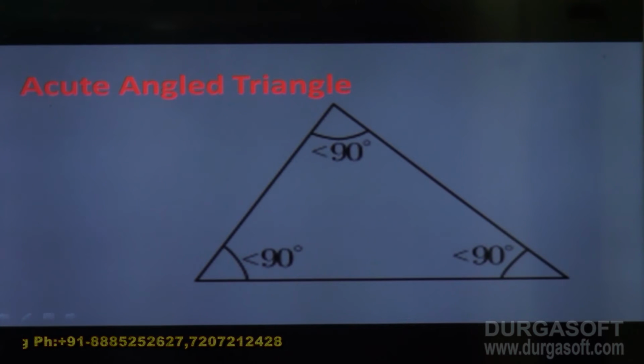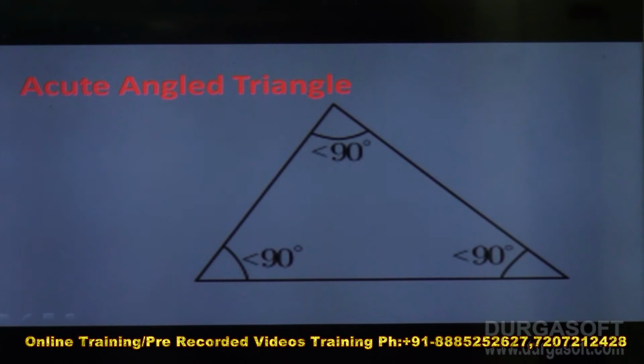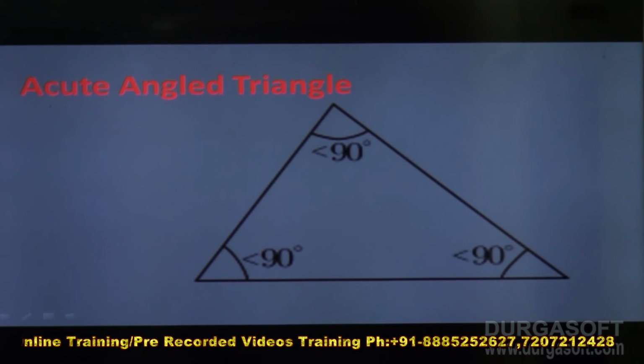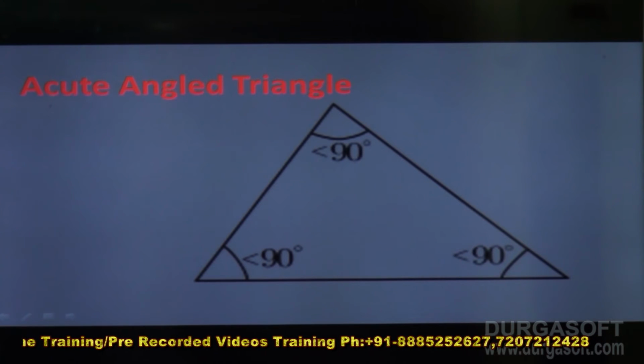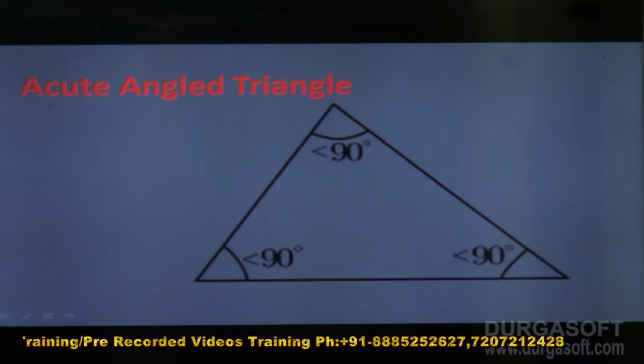And if we discuss acute angle triangle, if you observe in the figure, here the angles are less than 90 degrees. In acute angle triangle, all the angles are in such a way that they are less than 90 degrees, right? If you observe this figure, you will get an idea of how an acute angle can be, which is less than 90 degrees.